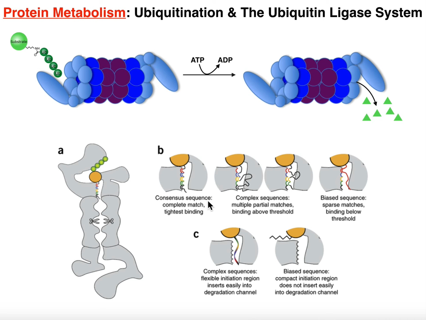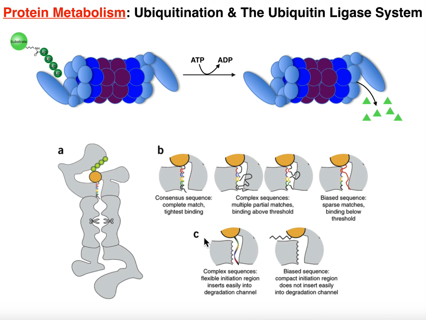What we can see is there's actually a consensus sequence that's a complete match and will give you very tight binding between the protein that needs to be degraded, here it's in yellow, and the proteasome. That will induce very quick and rapid degradation. You can also have more complex sequences where there's a little bit of overlap, but not as much as the exact consensus sequence. That will still lead to protein degradation. There's also what's called a bias sequence. This is where there's not many matches at all. You can see here the only match is this red area. The binding is below threshold, and these proteins will be the most difficult to degrade from the proteasome's perspective.